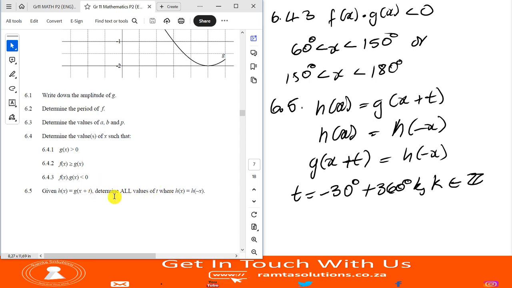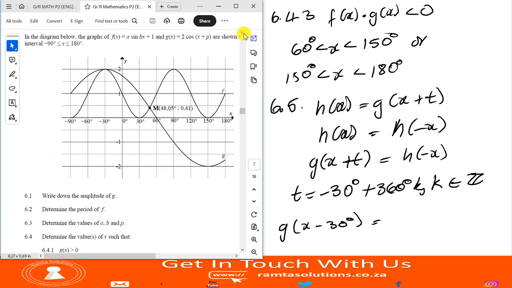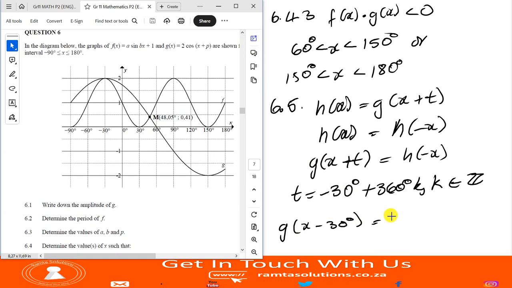So when it shifts to the right, it will shift to the right by 30 degrees. So this is where you say you have g of x minus 30 degrees. All right, what is it? If you remember, we said p was 30 degrees. So it will be 2 cos x minus 30 plus 30, okay? Which will be 2 cos x, as simple as that.